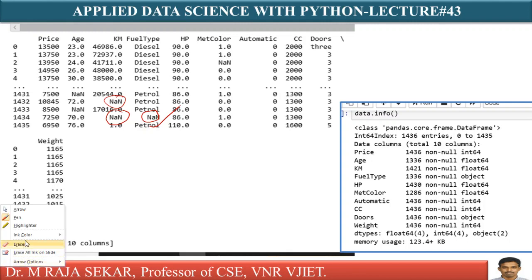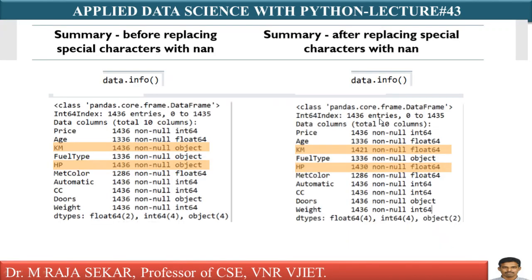Now we will try to compare. Again, what am I doing here? Just data.info, which means I am trying to find a concise summary. Moving ahead to get a concise summary of the data frame, because I really want to see the difference after changing the question marks to null values. You can see the difference. Let me analyze like this. Observe these two slides carefully. What it says: summary before replacing special characters with nan.